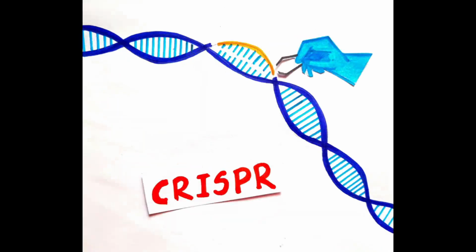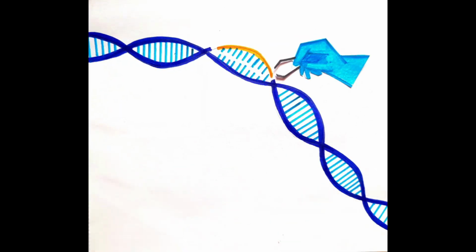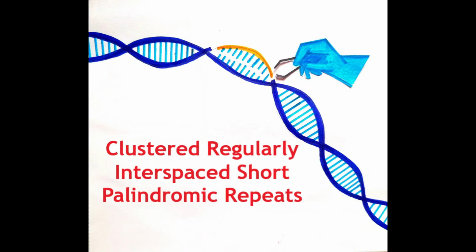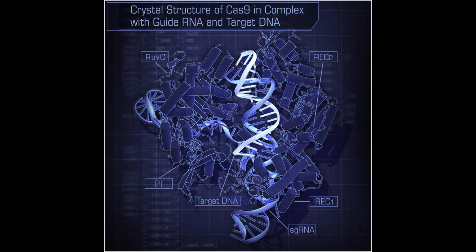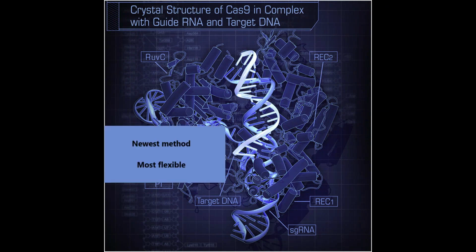CRISPR-based mutations. Now let us look at CRISPR-based mutation. CRISPR stands for clustered regularly interspaced short palindromic repeats. The CRISPR-Cas9 system is the newest tool for targeted genome editing. This technique is the most flexible method so far.